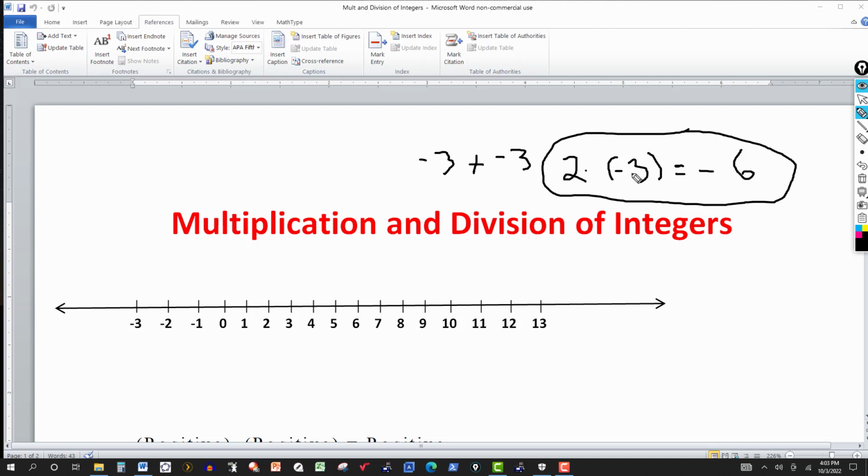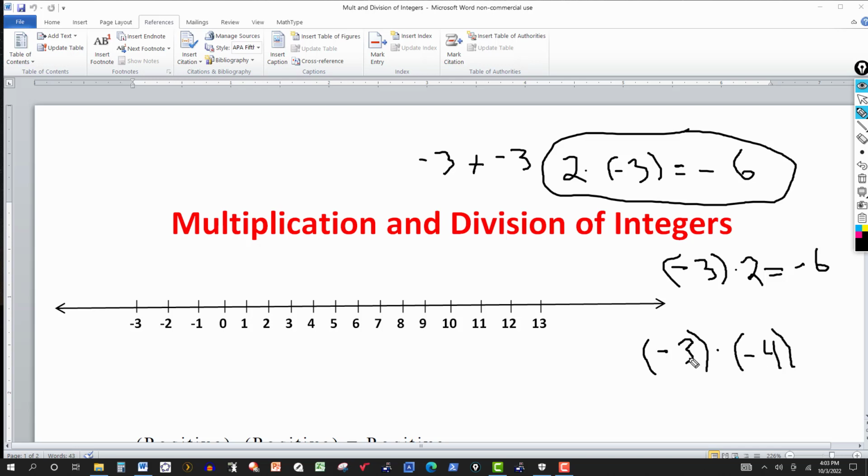Now if I switch these around and put the negative 3 first, then the 2, you can still say negative 3 times 2 is the same thing as 2 times negative 3. So this still means 2 negative 3's, which is still going to be negative 6. Now what happens if you have a negative 3 times, I put these in parentheses, you don't have to, negative 4?